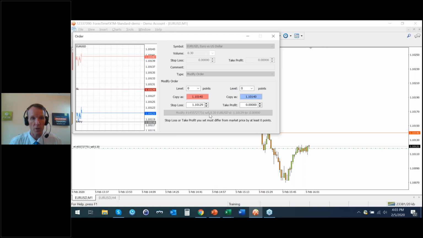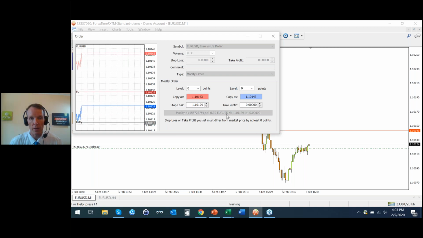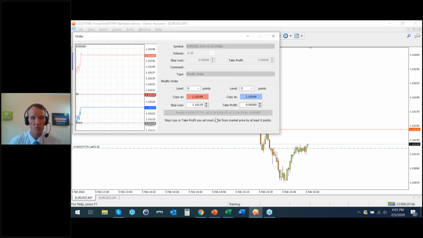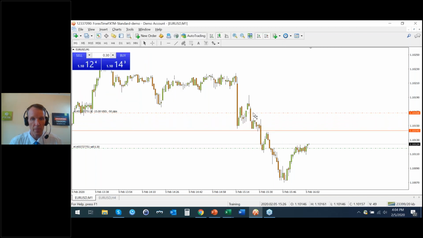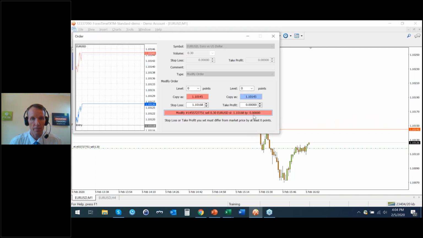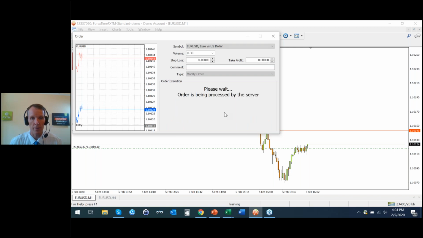Right. So if I put the order there, you can see that's grayed out. And if I try to press, if I've put it there, then it gives me an error. It doesn't want to do it. It's because it's inside the spread. The moment I go outside the spread, it will take it. And I can enter. And there it is.